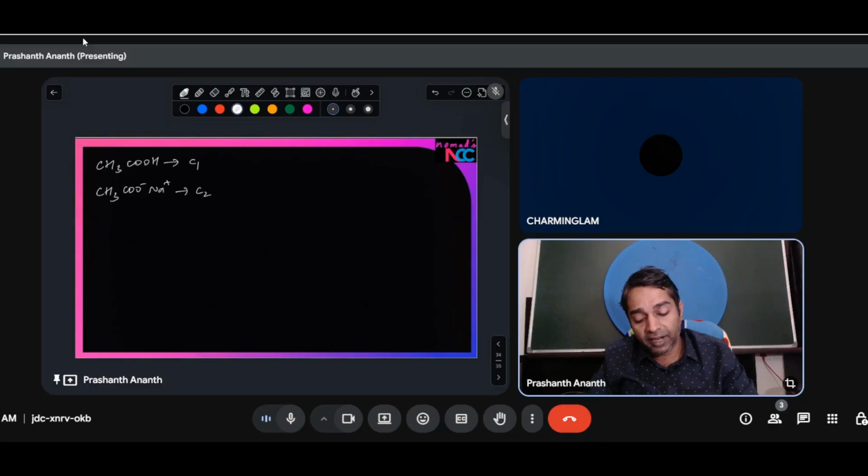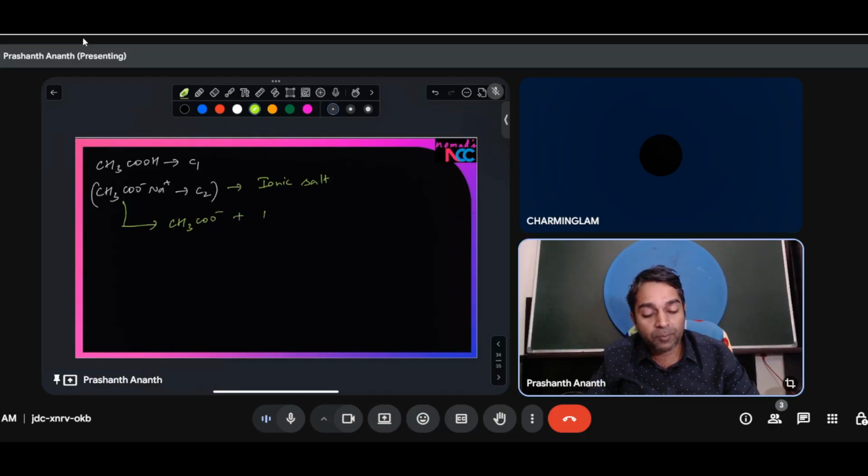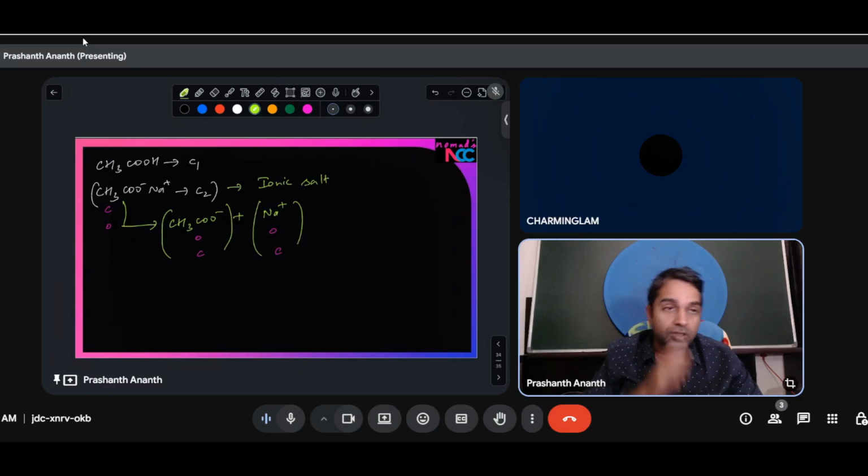Now we have learnt already that this is an ionic salt, so it dissociates fully. If it dissociates fully, what is going to happen? You're going to have CH3COO minus plus Na plus generated. If I had a starting concentration of C, these two would have been 0 and 0. Now this will become 0, and these will become C and C. So we end up having CH3COO minus concentration C and Na plus concentration C finally.